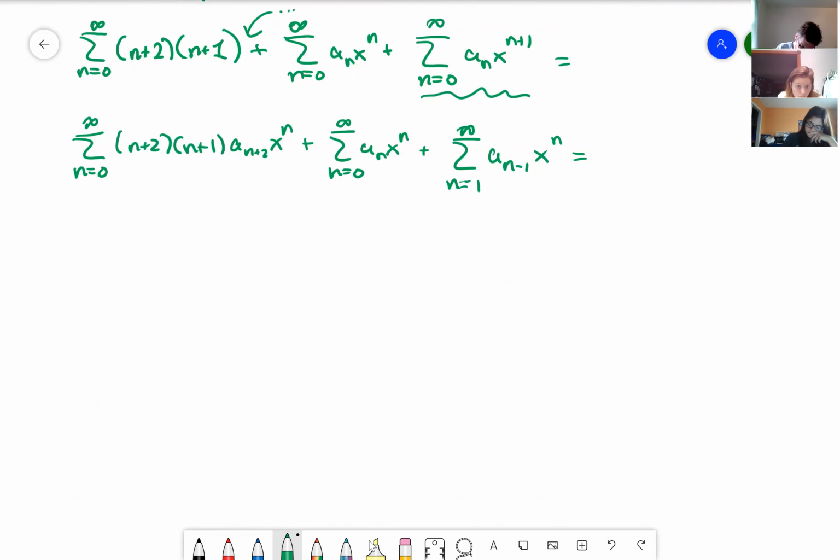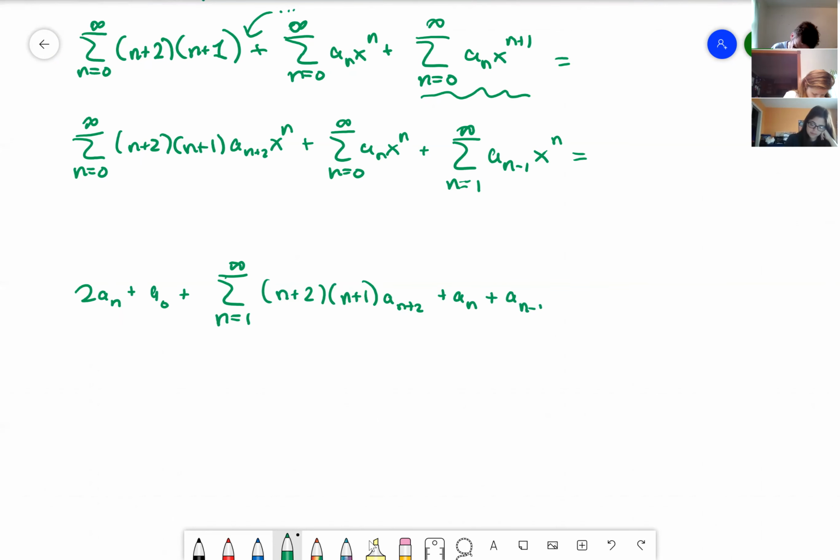Okay, now I'm going to peel off the first terms. When it's 0, it's 2a2 plus, and now the second power series, when it's 0, it's a0, plus the sum from n equals 1 to infinity, n plus 2 times n plus 1 times a n plus 2, plus a n plus a n minus 1. This is a kind of interesting one too. And this is equal to 0.